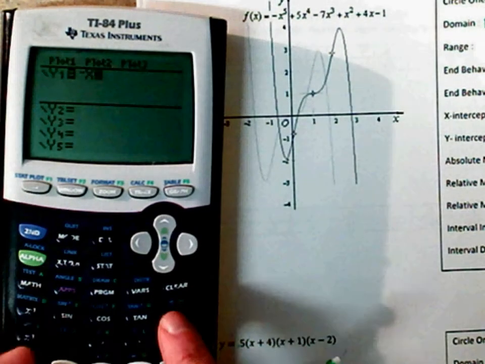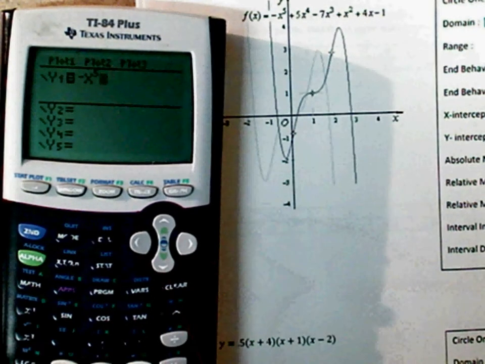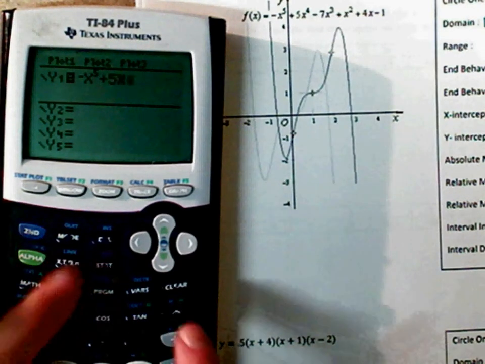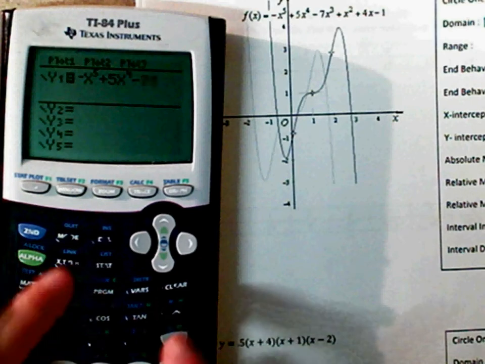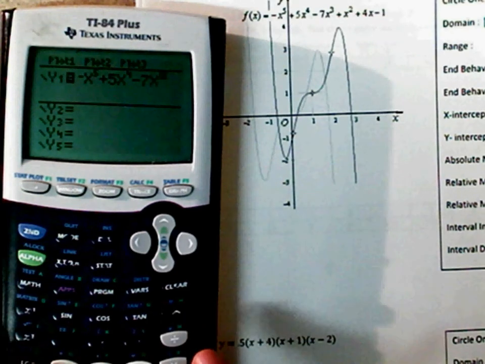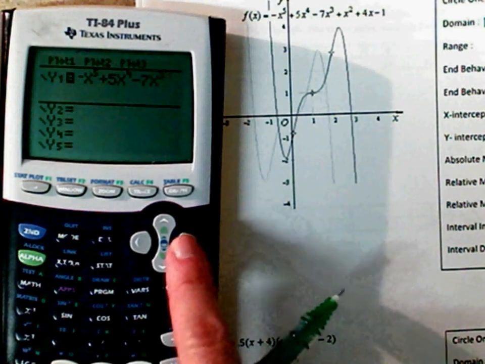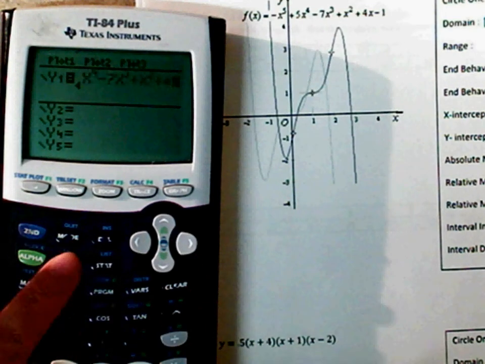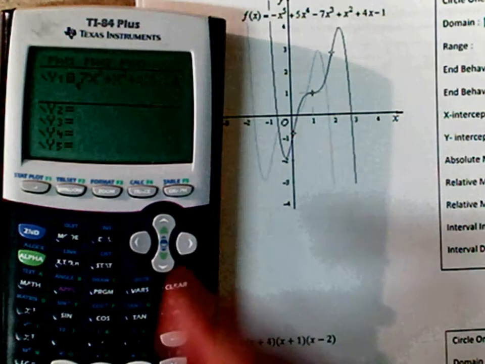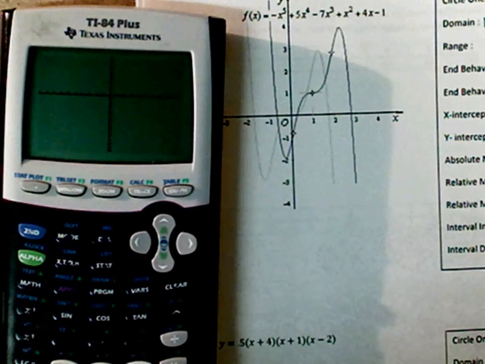Negative x raised to the 5th power, right arrow, plus 5x raised to the 4th power, right arrow, minus 7x raised to the 3rd, right arrow, plus x squared plus 4x minus 1. Okay? And then go ahead and hit graph if you like.